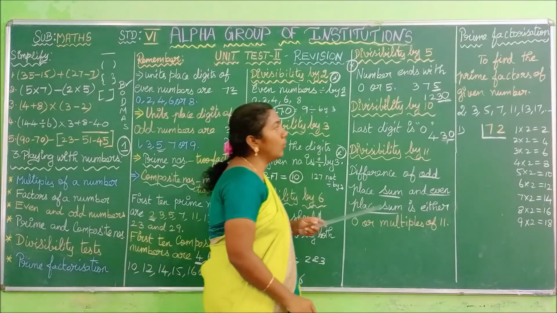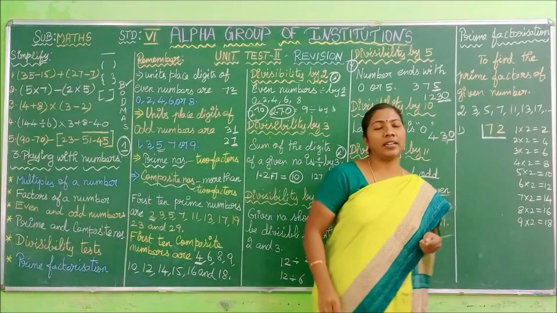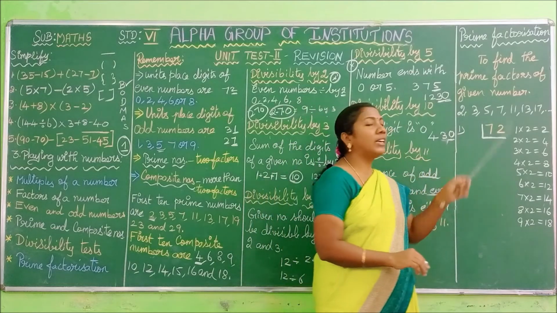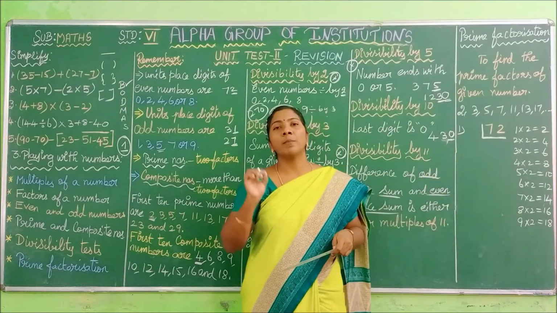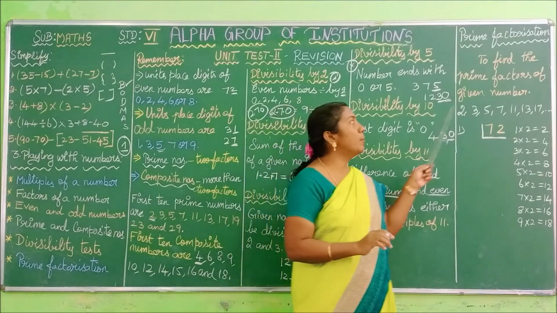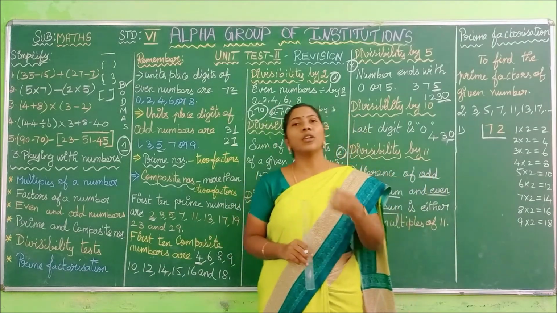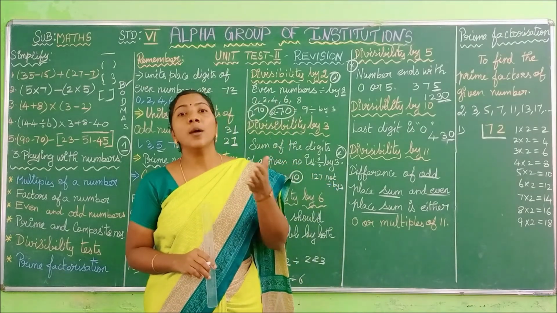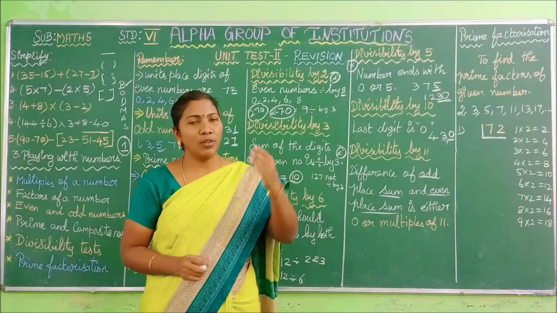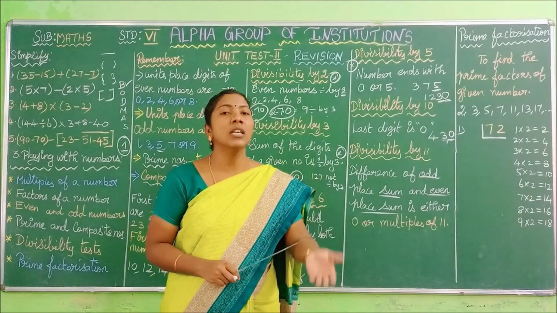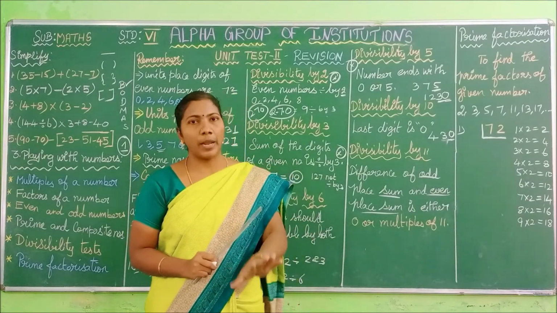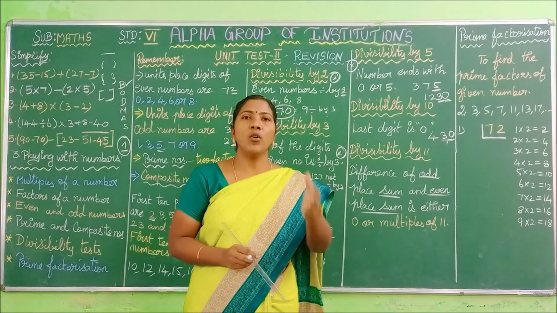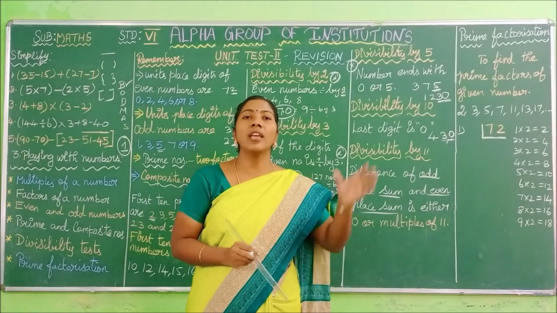Next we are going to see the concept of prime factorization. What is meant by prime factorization? To find the prime factors of a given number is said to be prime factorization. What are called prime factors? If the factors of a given number are prime numbers, then we can say that the factors are prime factors. Do you understand, children? In the process of prime factorization, what we are doing is finding the prime factors of a given number.